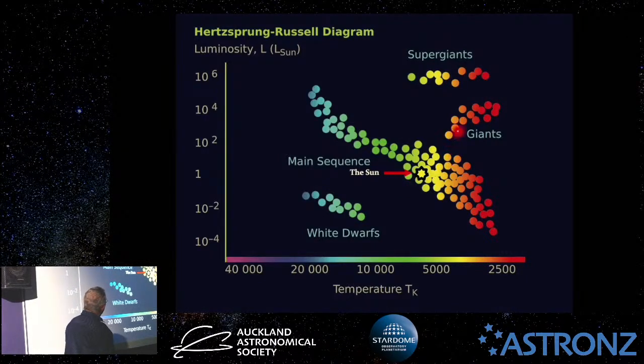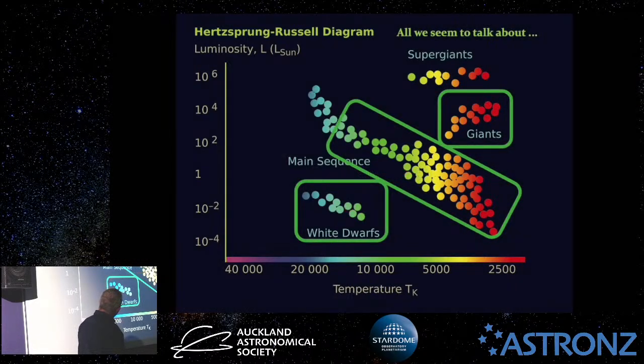You've also got groups of stars called giants, and that's when these low to medium mass stars evolve off the main sequence. They turn into giants, and when these larger stars evolve off the main sequence, they become supergiants. And then these things down here called white dwarfs, which are the end result of low to medium mass stars, stellar corpses.